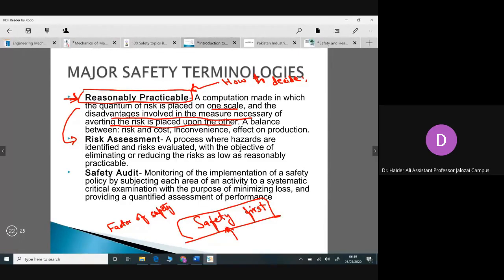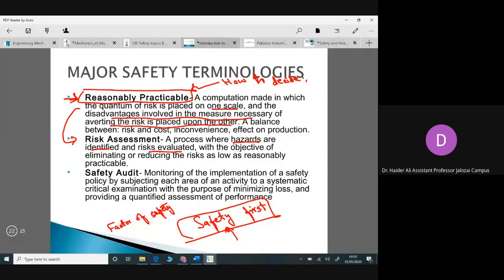So as the name states, risk assessment is a process where hazards are identified and risks are evaluated. You look at your work environment, you try to see what kind of hazards are there, what kind of potential there is that it could cause harm or damage or loss to someone or to something. So the first step is that you identify the hazards.